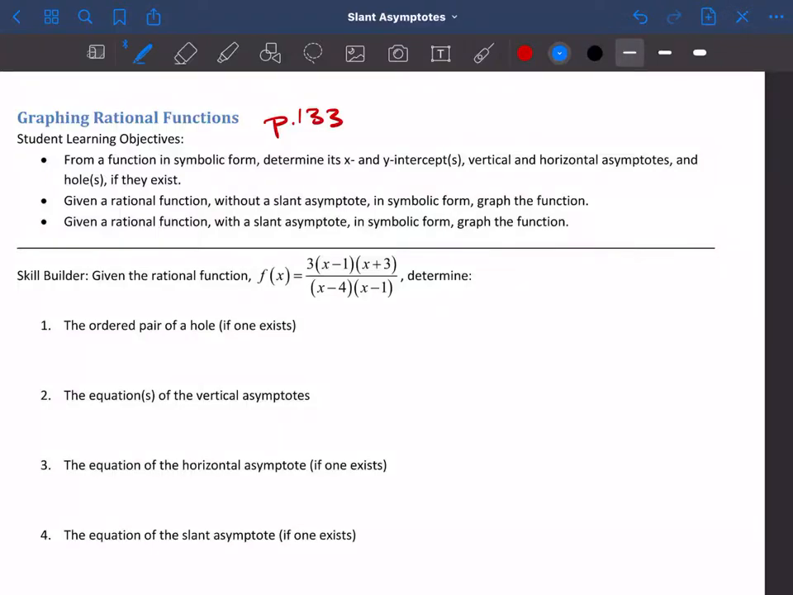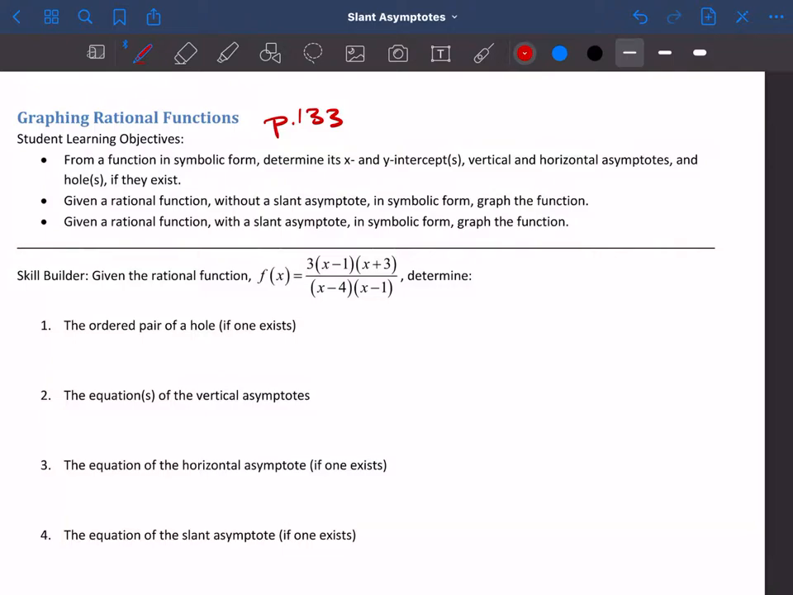All right, welcome back. We are going to now turn to page 133 in our lab manual. I would like for us to go over two examples. We'll start with the skill builder, and then we will move down, I believe, to problem number 2. All right, so let's get started.